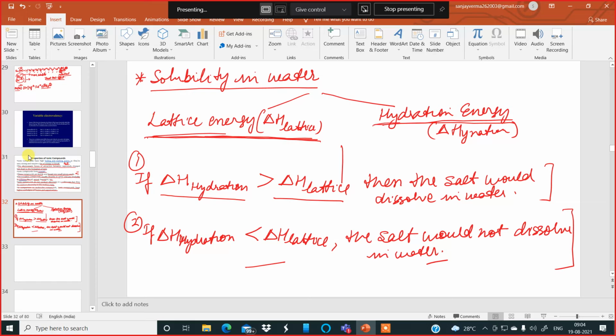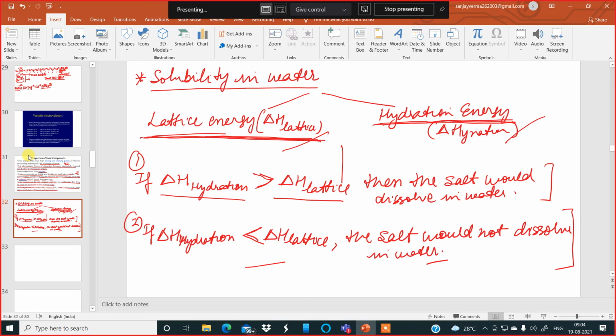You know the meaning of hydration energy, no? The energy involved in dissolving 1 mole of the solid crystal salt to form oppositely charged ions in water is called hydration energy. Whereas lattice energy or lattice enthalpy is the energy involved in the formation of 1 mole of an ionic crystal from its gaseous ions. This is for formation, this is for dissolution. Please remember this, very, very important. This is important for your competitive examinations as well.